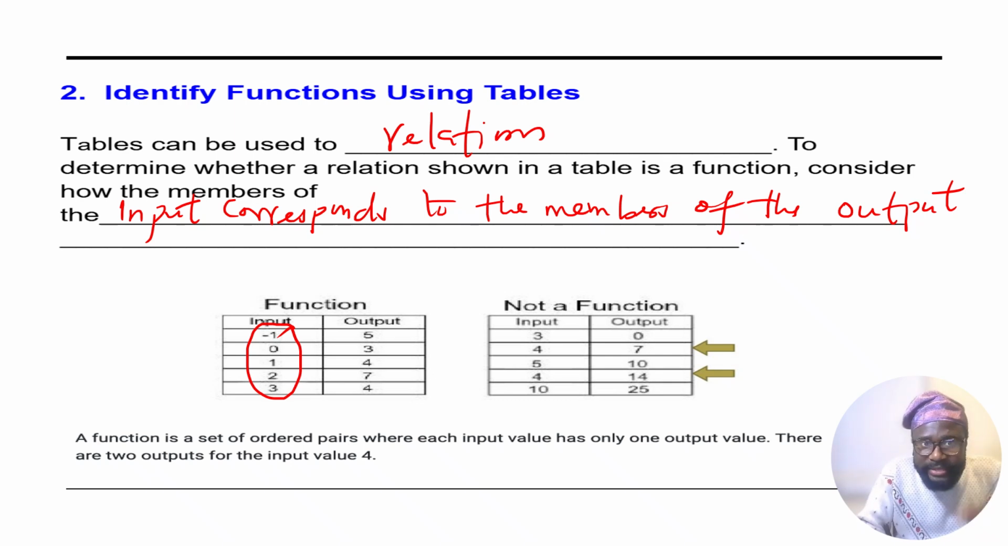And you would see something here that 1 is matched to 4. 3 is matched to 4. It's totally okay. We can have our y coordinate repeating itself. It's okay. Look at the second table.